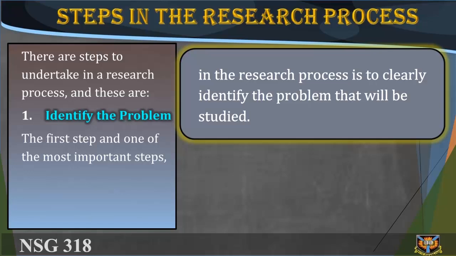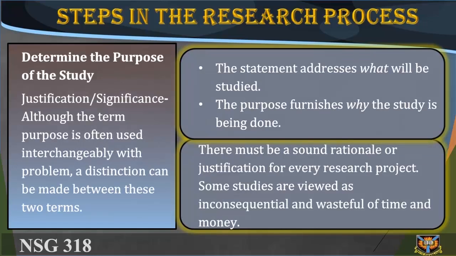This step of the research may be the most difficult of all and may take a great deal of time. Martins, 1994, contended that a good problem statement helps the researcher to move through the steps of the process. Determine the purpose of the study. Justification, significance. Although the term purpose is often used interchangeably with problem, a distinction can be made between these two terms. The statement addresses what will be studied. The purpose furnishes why the study is being done.